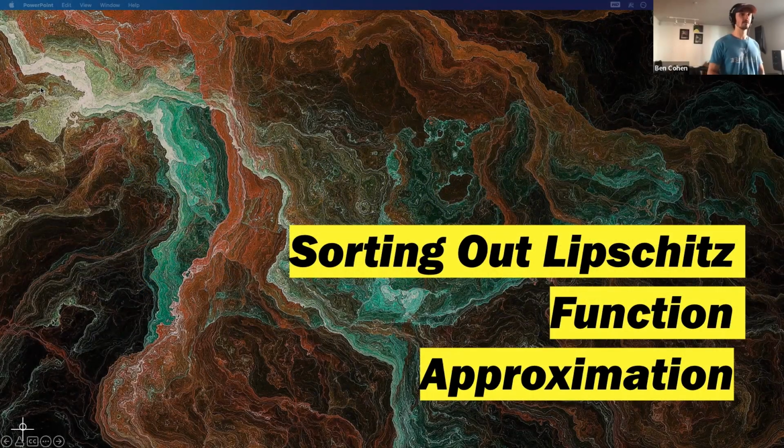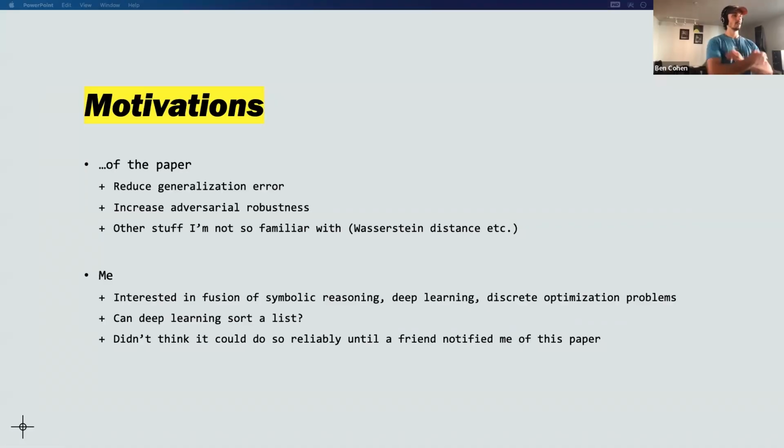Today I'm going to talk about this paper, Sorting Out Lipschitz Function Approximation. The paper has a couple of motivations. I wanted to start out really big picture.